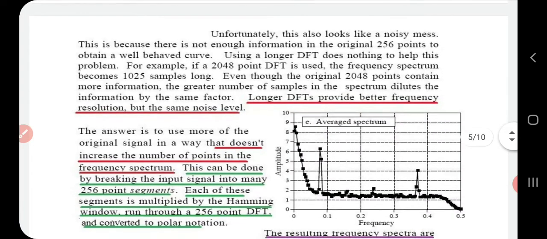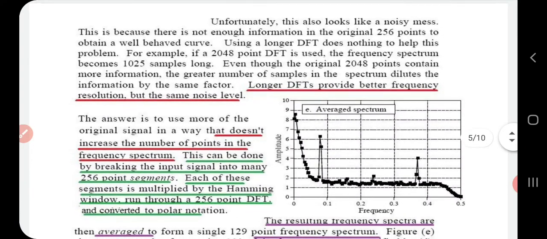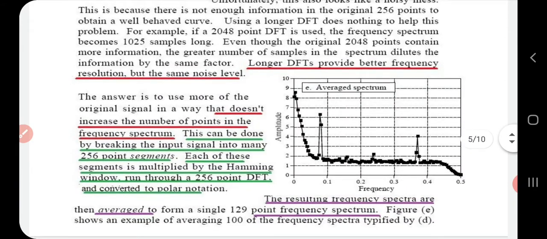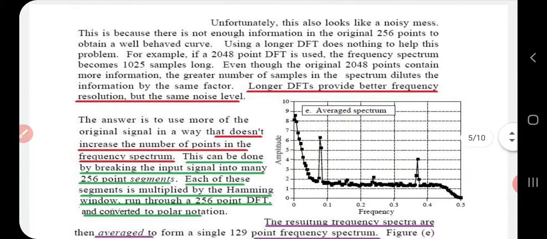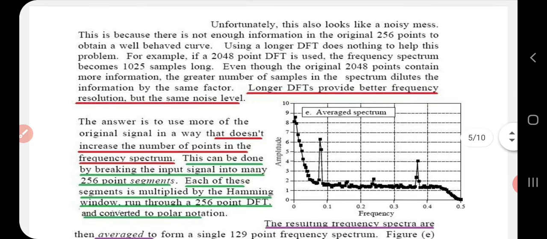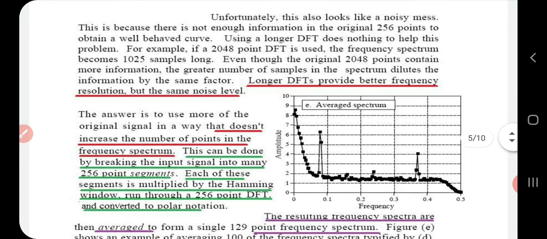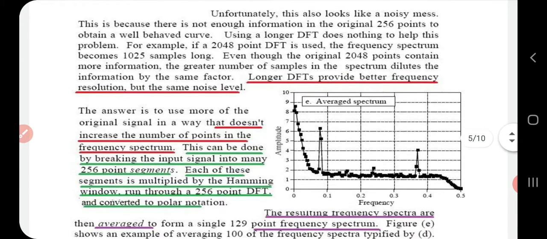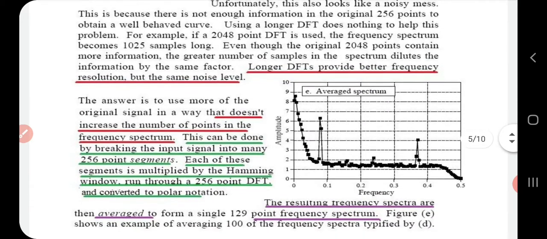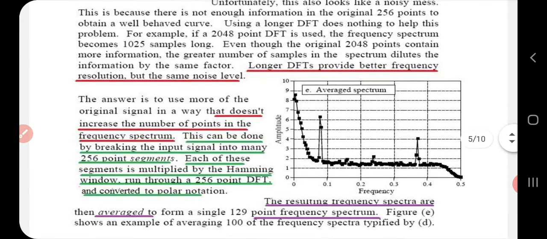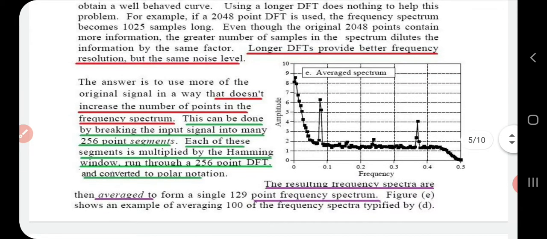That is, using a longer DFT to reduce the noise was not effective. Why? Because if you use a longer DFT, frequency resolution will be good, but the noise level will remain the same. This is because the more points in the DFT, the greater the number of samples, and your resolution will be good, but it will dilute the information content by the same factor, because the noise will be increasing. So using a longer DFT to reduce noise is not a good technique.